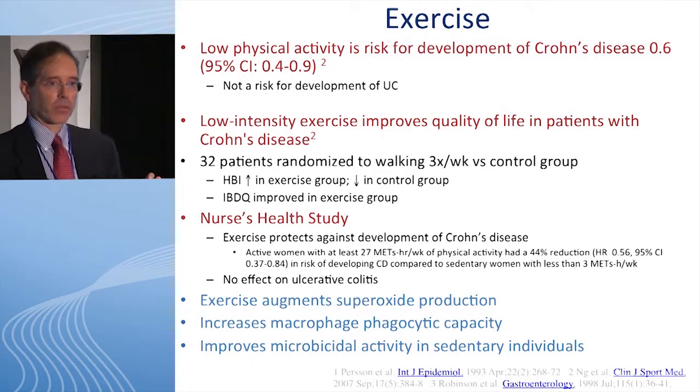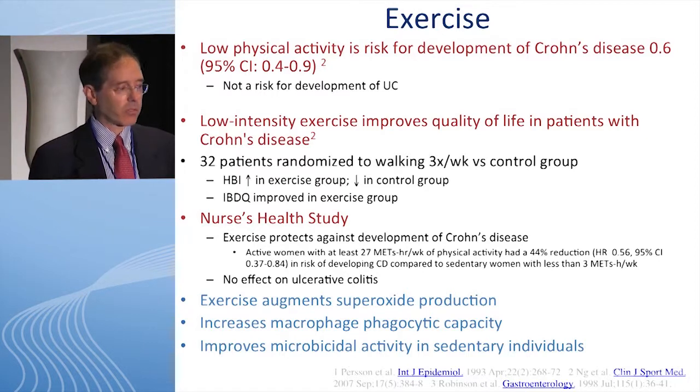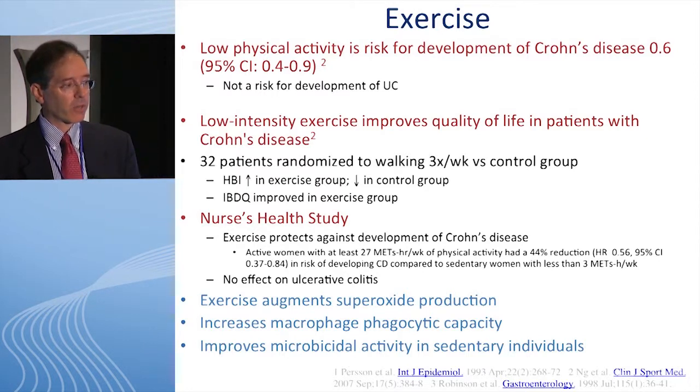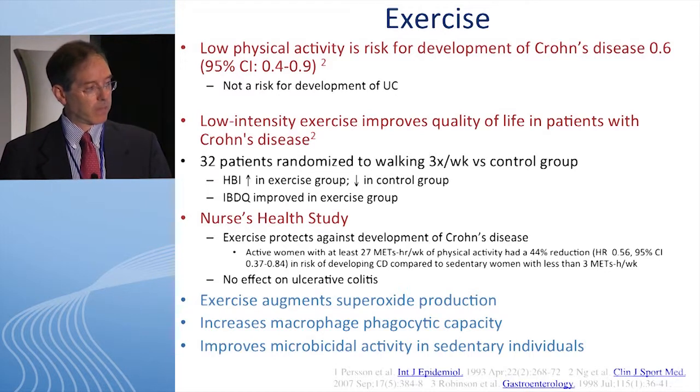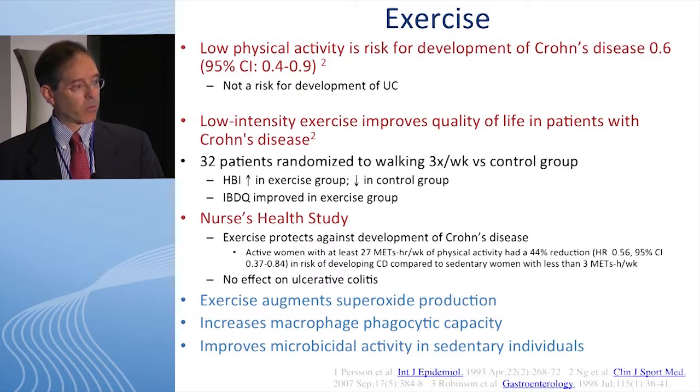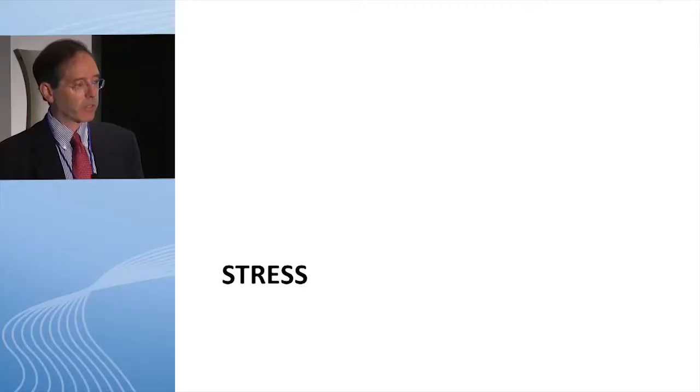Exercise is another important thing when we think about what's happened in the 20th century. Reduced exercise for some is not a risk for the development of ulcerative colitis, but actually is a risk. I put this backwards here, but is a risk for the development of Crohn's disease. And low-intensity exercise may improve quality of life. So in the Nurses' Health Study, exercise prior to the development of Crohn's reduced the risk of developing Crohn's, and it was not an effect on ulcerative colitis. So again, an important distinction between the two. Exercise augments superoxide production, a whole host of things that improves innate immune function.